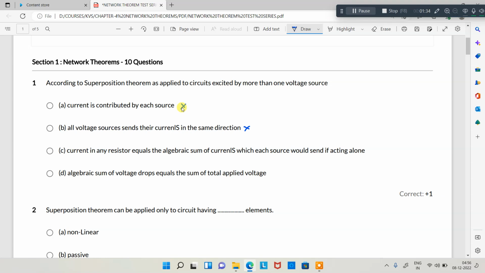Current in any resistor, for example in this circuit we have, is equivalent to the algebraic sum of the currents which each source would send if acting alone. This option is correct, because according to the superposition theorem, the response of each source acting alone, the summation of all the individual responses, is equal to the total current or total response. Okay, option C is the correct option.